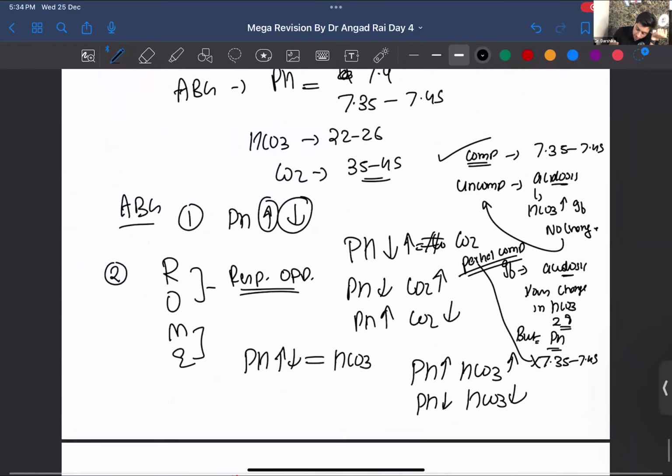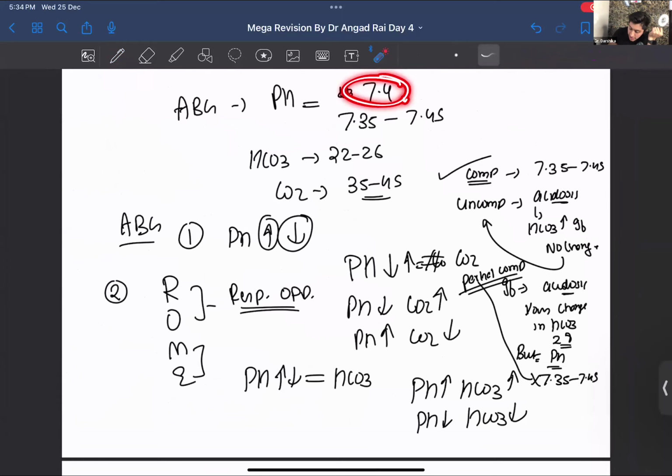pH is normal 7.4. You can keep a range whenever the answer is around maybe 7.3, 7.4. You have to keep a range of pH that is 7.35 to 7.45. Bicarbonate is around 22 to 26, and carbon dioxide is 35 to 45. The first step to calculate in ABG is pH. If pH is rising, it is alkalosis. If pH is falling down, it is acidosis.